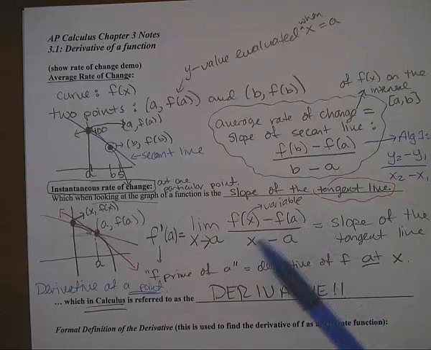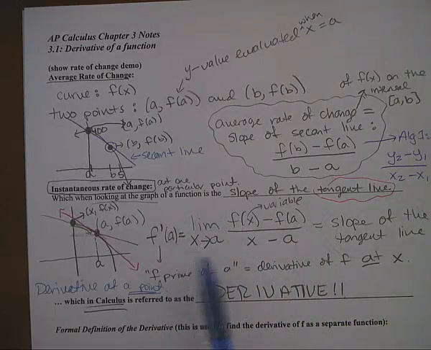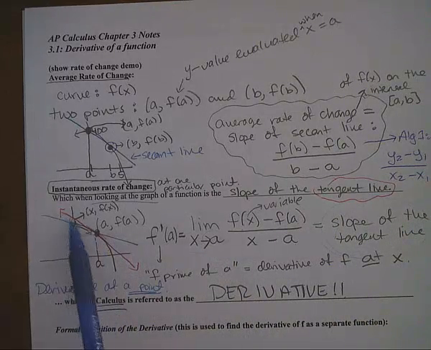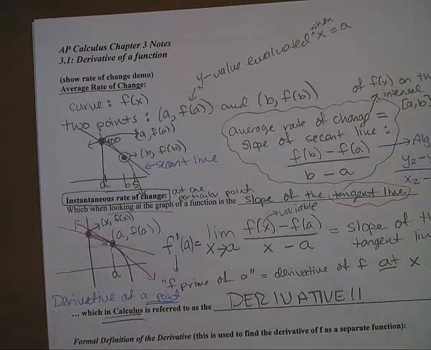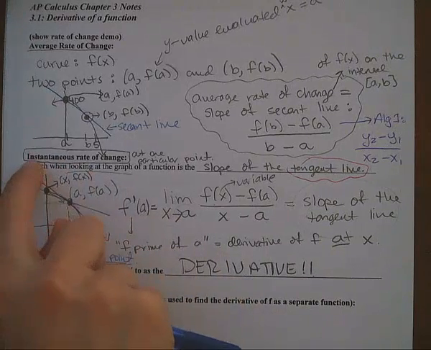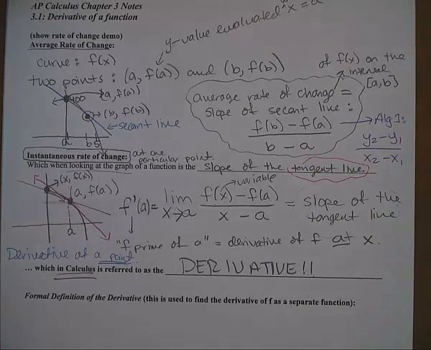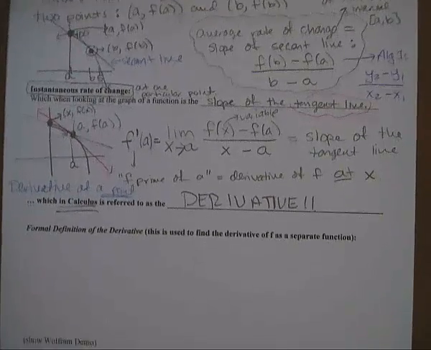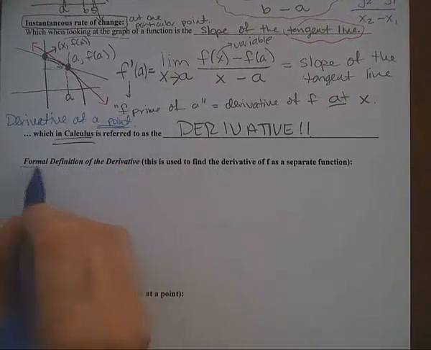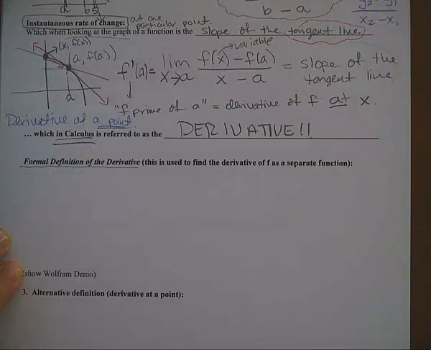We still do change in y over change in x, but we slide those points together to the point where they overlap essentially, and we end up with just one point and then one tangent line that's going through the curve at that point. And that's called the derivative. The slope of the tangent line is called the derivative. It's also referred to as the instantaneous rate of change. But I do need to formalize that a little bit for you and show you the formal definition of the derivative. And this is not just at a point, this is at all values of x.